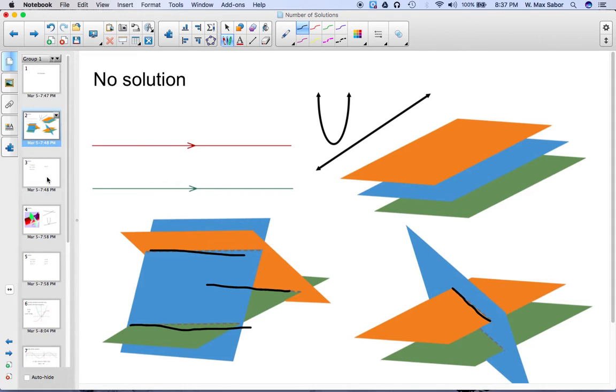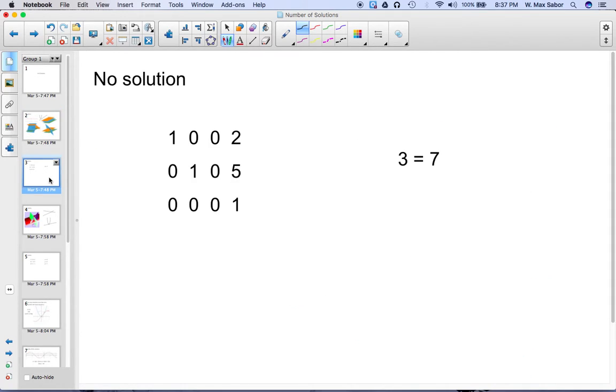Now, what does this look like in terms of if we solve something? Well, if we have a matrix and any one of the lines has zeros on the left and then 1 on the right, that means that 0 plus 0 plus 0 equals 1, and that's false. Or 3 equals 7 if we're solving it without a matrix. These false statements give us no solution.